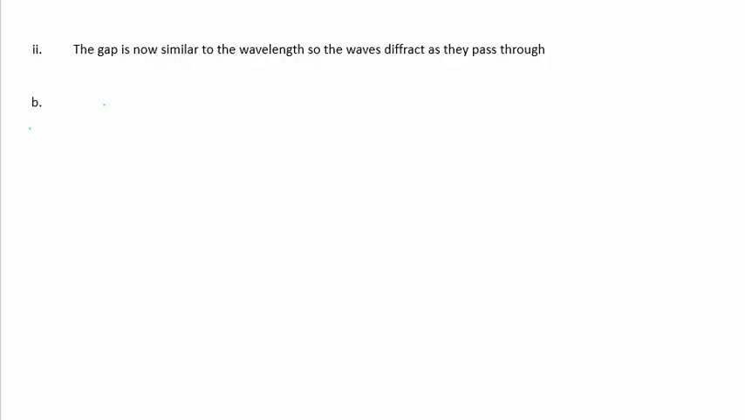In B, we're to compare the speed, frequency and wavelength of light in air and in water. Well, the speed reduces, the frequency is unchanged, and the wavelength reduces.